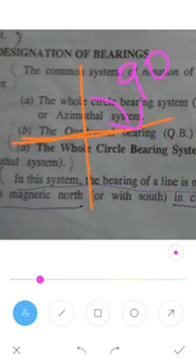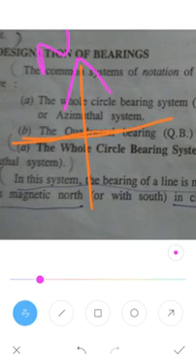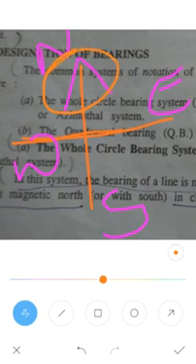But usually, whatever the compass is, I told you for every compass the magnetic north will be there. This is called north, this is east, this is south, and this is west. Wherever the north portion is, that will be indicated with the symbol of this arrow mark. Where the arrow mark is, that indicates north.